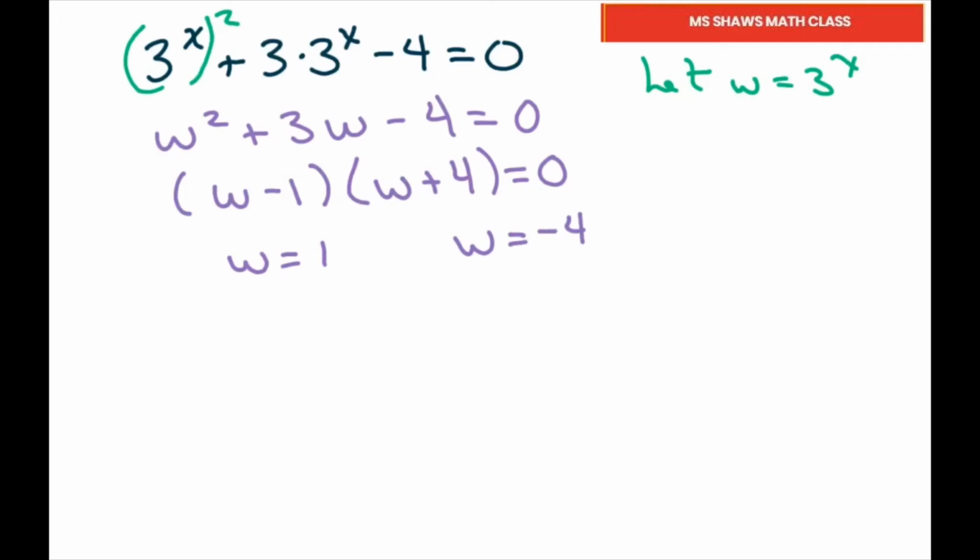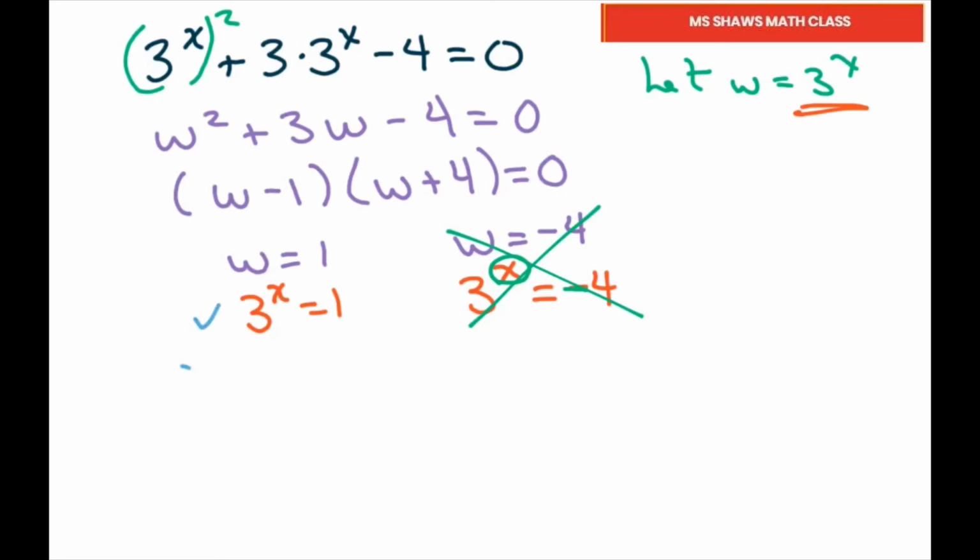Now, don't forget to substitute back in your 3 to the x. Our w was 3 to the x, so it's really 3 to the x equals 1, and 3 to the x equals negative 4. Well, there's nothing here that will give you a negative 4, so this is extraneous, and we aren't going to use that. And from here, you should know that x is 0, because any number to the 0 power equals 1.